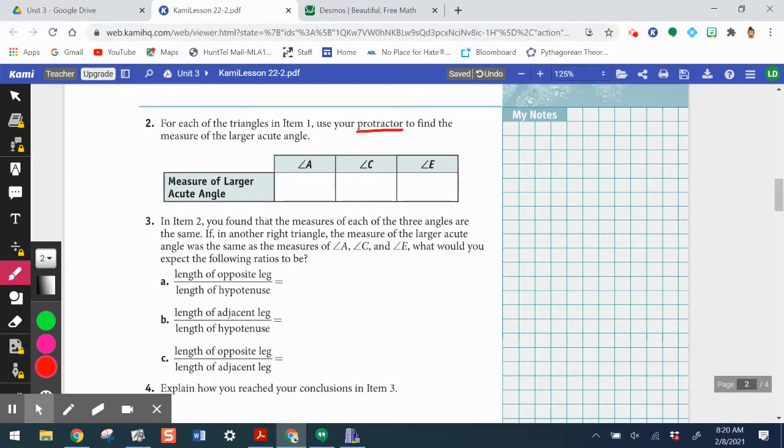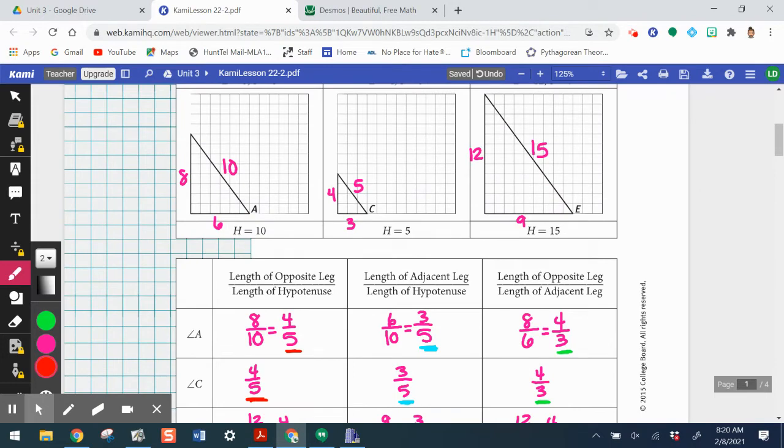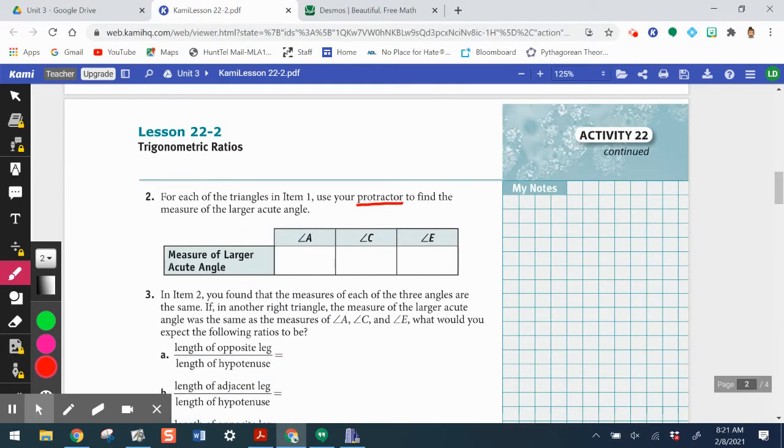So it says for each of the triangles of item 1, use your protractor to find the measure of the larger acute angle, which they're telling us angle A, angle C, and angle E in the diagrams are the larger of these 2 acute angles. So angle A is the larger of these 2, angle C is the larger of these 2, and of course angle E is the larger of these 2. So if you don't have a protractor handy, I'll provide those measures for you.